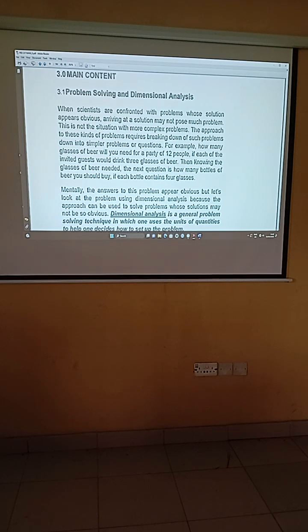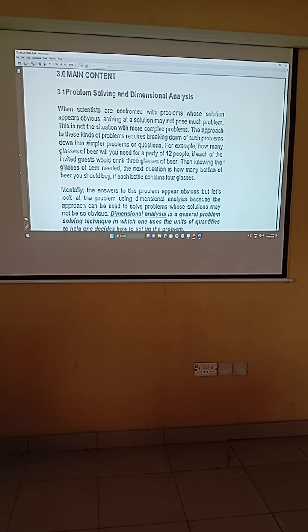Problem solving and dimensional analysis. When scientists are confronted with problems whose solution appears obvious, arriving at a solution may not pose much problem. This is not the situation with more complex problems. The approach to these kinds of problems requires breaking such problems down into simpler problems or questions.